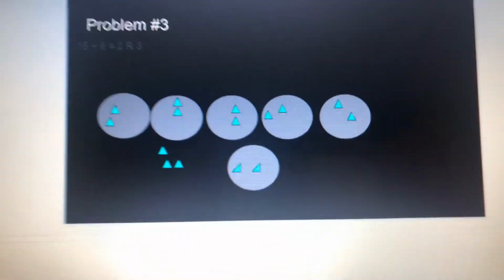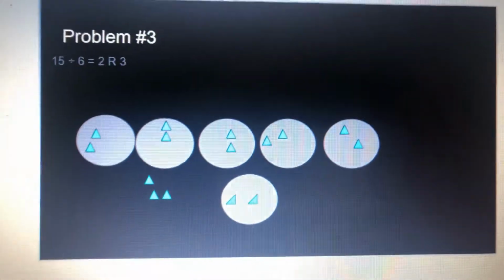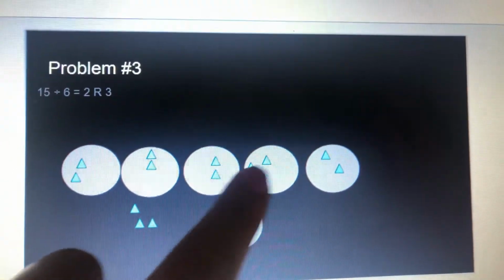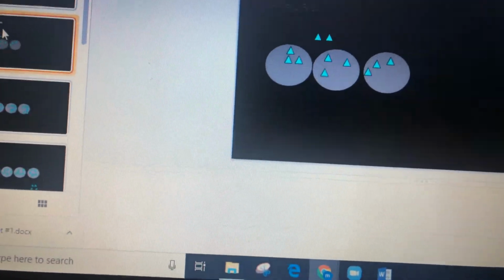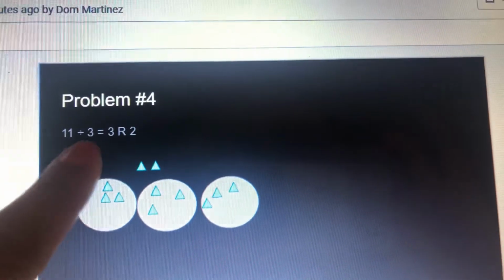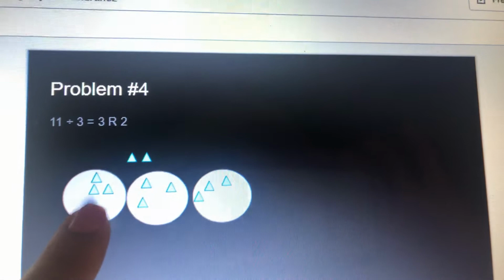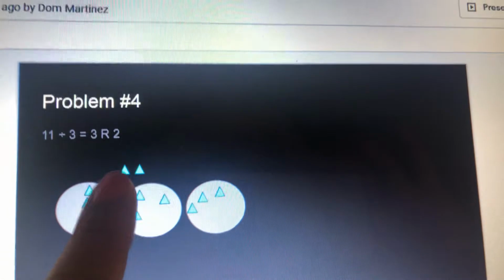Okay, smaller groups. All right, so now you have 15 divided by 6. We have 2, remainder 3. So if you notice, there were 2 pieces that fit into every circle, and then there were 3 pieces left over. The next one is going to be 11 divided by 3. 3 remainder 2 is your answer. So you should have had 3 little triangles, or whatever you use, that fit into each of those 3 circles, and 2 were left over.